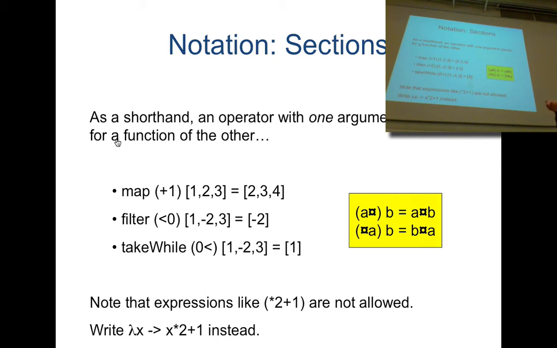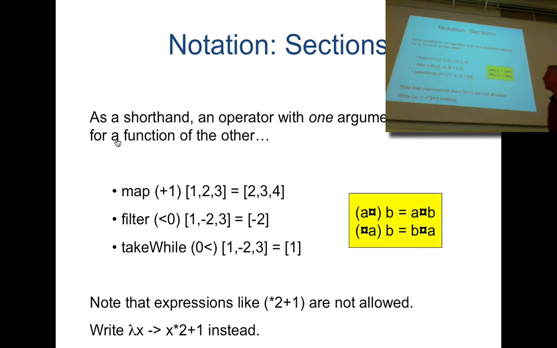Haskell has a very neat trick for building functions by taking an operator and providing one, but not both, of the arguments. So if you have an operator with one argument, that is a function which is waiting for its other argument. So, for example, plus 1 is the function which adds 1 to its argument. The left-hand side of the plus operator is missing, and that's the parameter of the function.